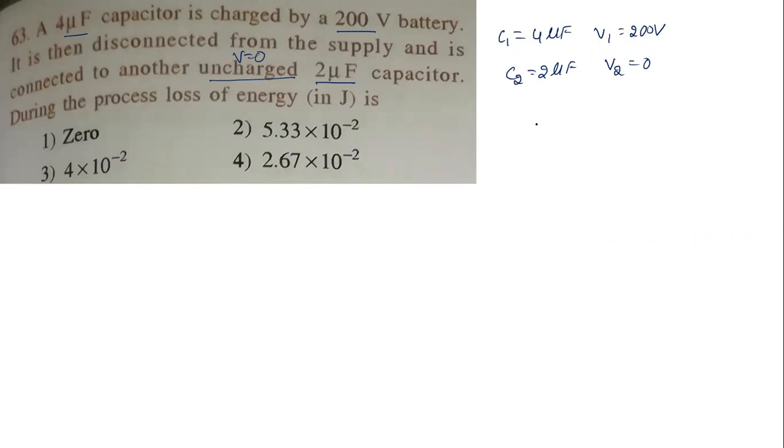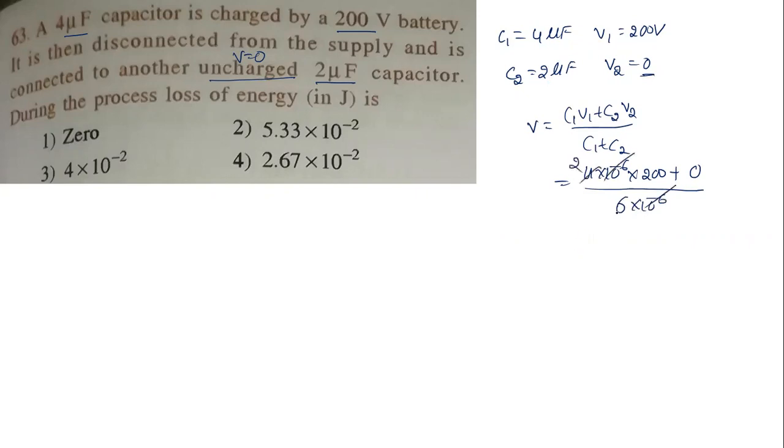Here first we need to find common potential. V equal to C1 V1 plus C2 V2 divided by C1 plus C2. What is C1 here? 4 into 10 power minus 6 into V1 is 200 plus C2 into V2 becomes 0, right? Because whatever the value of C2, V2 value is 0. So it is 0 divided by C1 plus C2, which becomes 2 plus 4, it is 6 into 10 power minus 6. This 10 power minus 6 is going to cancel. So this is 2 times, this is 3 times. It will be 400 by 3. That is the value of common potential.